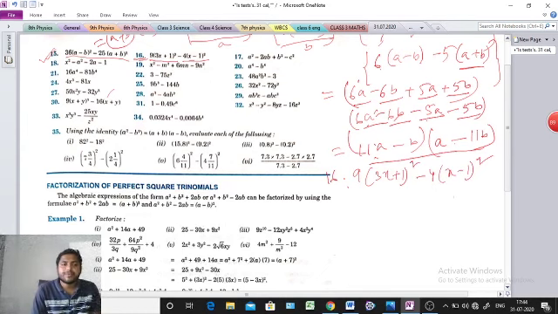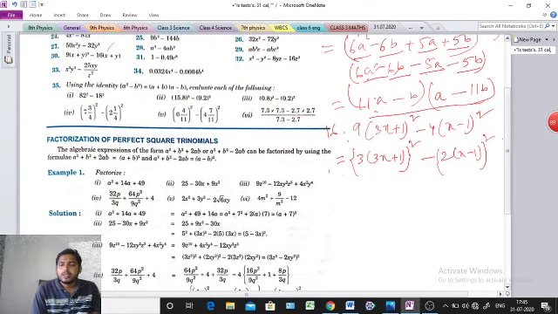Same process like 15. We'll do it like 15. First we'll write 9 means 3 square, so we write 3 into 3x plus 1 whole square, minus 4 means 2 square, so 2 into x minus 1 whole square. Clear? After that, we are getting 3 into 3x plus 1 in a bracket and here 2 into x minus 1. This is a and this is b. So we are getting the a square minus b square formula here. Clear?